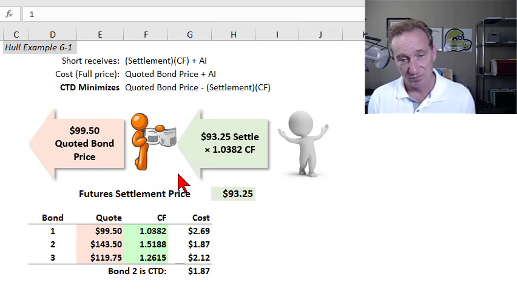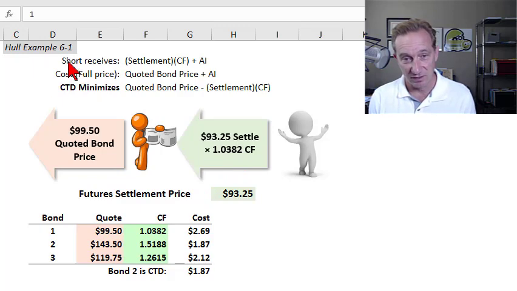Of course they will. So the cheapest to deliver concept exists because the choices, due to the conversion factor, will be pretty close to each other. In other words, the second best choice will be pretty close to the first best choice and so on, but they won't be exactly equal. The cheapest to deliver is just the idea that this short is going to go through each of these and select the one that minimizes their net cost.